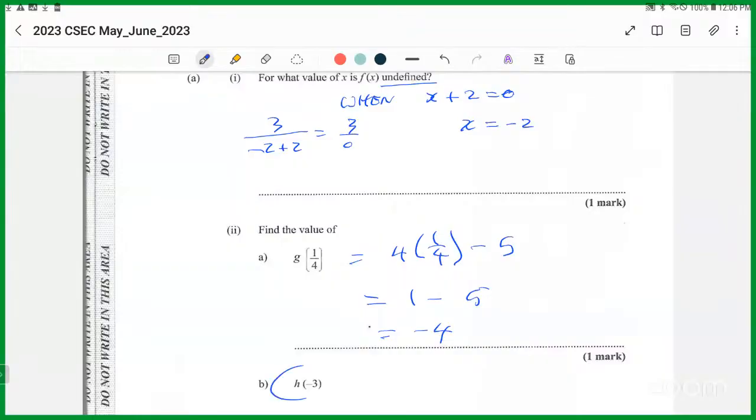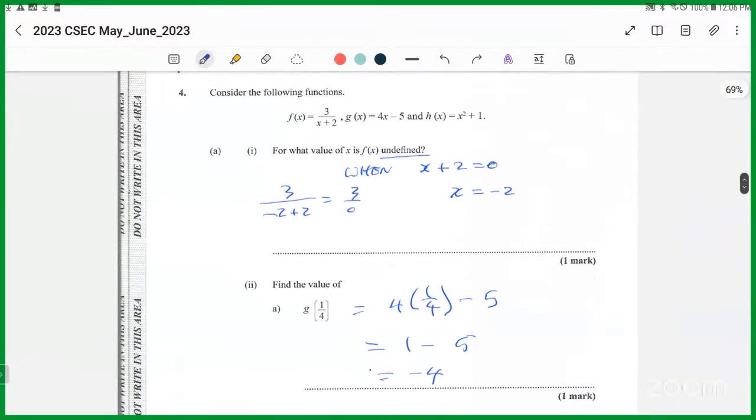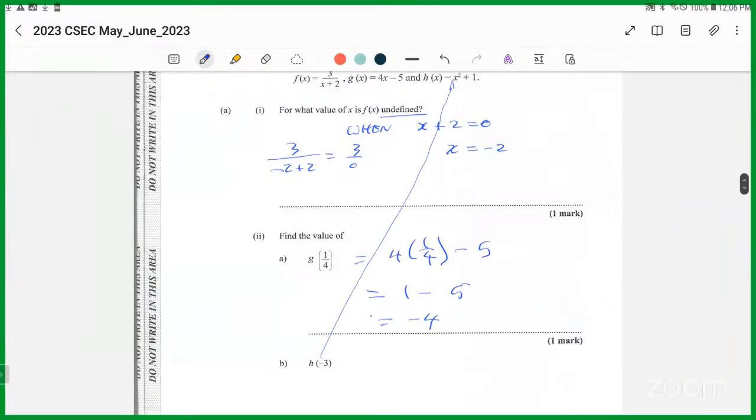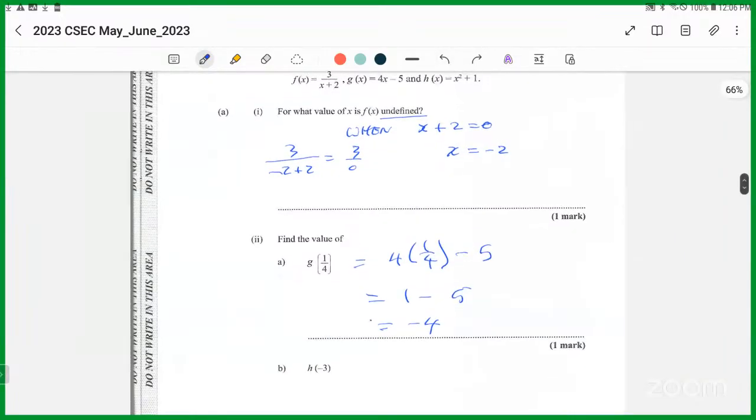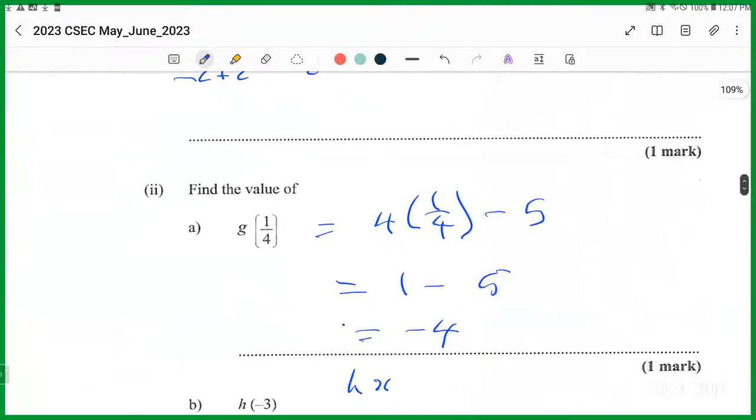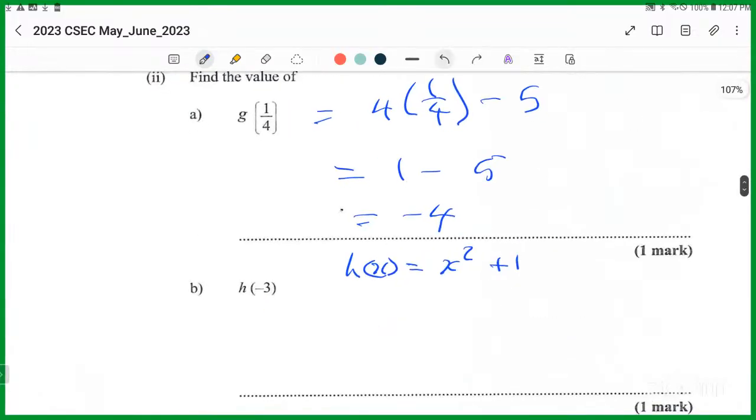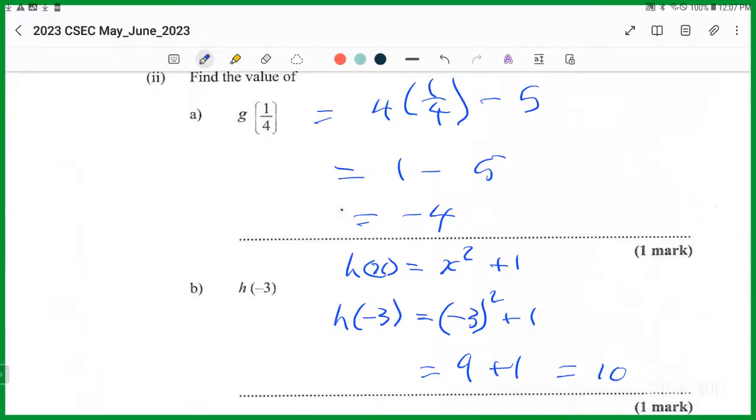Then the one h of negative 3. Easy. It means that I want to plug negative 3 into the h function right here where the x is. Let's write what the h is. x squared plus 1. So the h function is x squared plus 1. So we're going to put the negative 3 there. So h of negative 3 is negative 3 squared plus 1. The negative 3 squared becomes a positive 9. When you square a negative number, it becomes positive. Plus 1, 9 plus 1 is 10. So then that is 10.